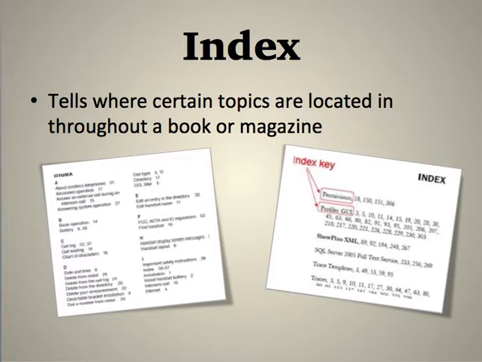I think indexes are just as important and valuable as tables of contents. Whereas the table of contents breaks the larger key topics down, the index breaks the larger key topics down into smaller subtopics. And they also locate the information throughout the whole entire book instead of just one particular section. The index is going to show you where this particular word or idea is presented throughout an entire magazine or book.